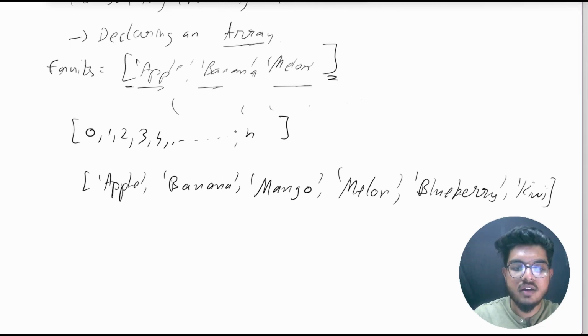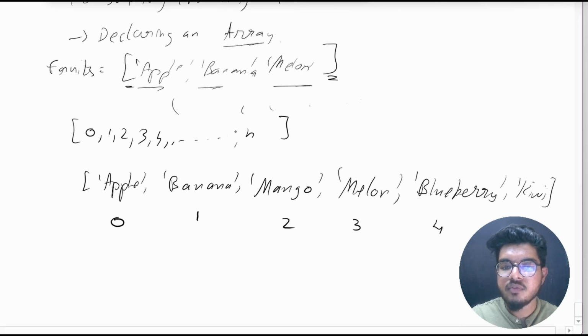How many values do you have? 1, 2, 3, 4, 5, 6. So what are the index positions of it? To access any value in an array, you have to use index position. Index position is nothing but location. It starts from 0, 1, 2, 3, 4.